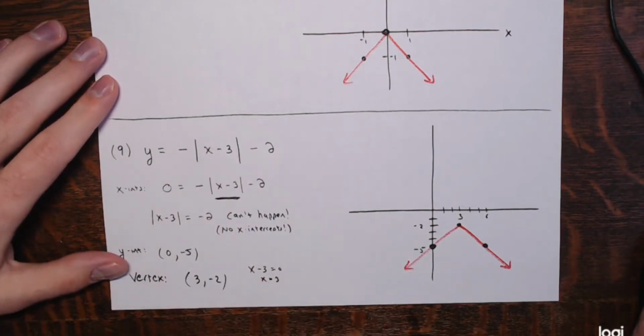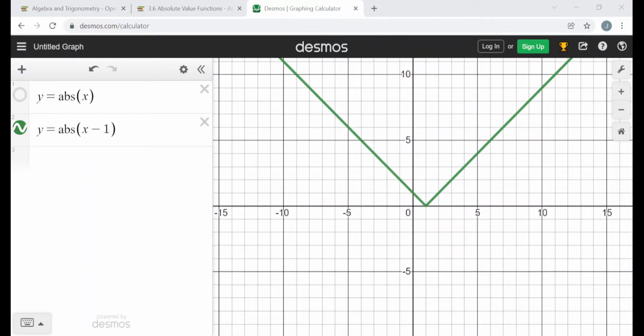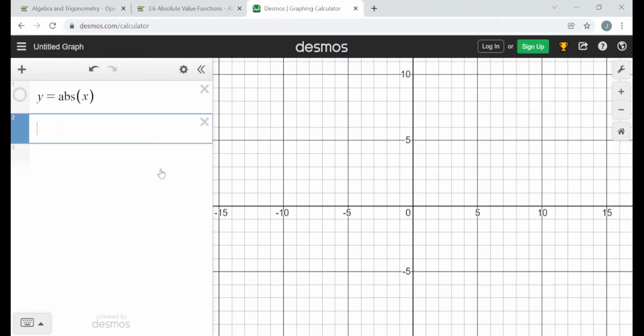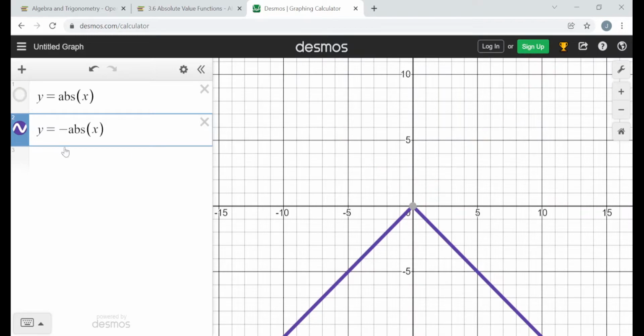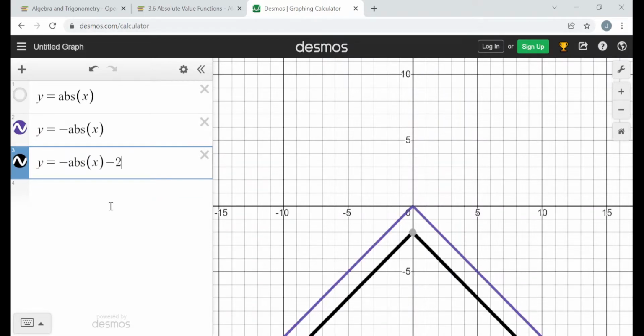And let's do Desmos. In fact, let me write out that sequence of transformations. I start off with the absolute value of x, and then you had the negative 1 on the outside, so that reflects it across the x-axis, giving me this graph. And then you have the minus 2 after, which will move it down 2. Now it's moved down 2.